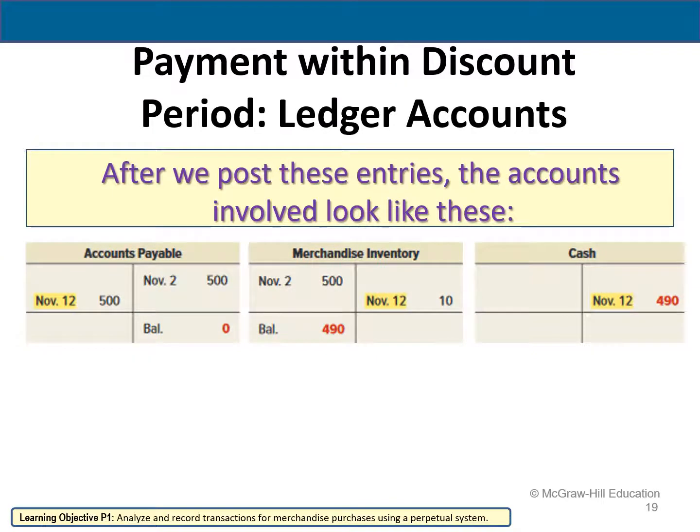All right. So payment within the discount period, ledger accounts. After we post the entries, these are our T accounts, just like we've been doing all along. You have your accounts payable T account, your initial $500 on November 2nd on the credit side, then your payment, $500 on the debit side, so you end up with a zero balance, which is what you want. You want to recognize your $490 going out the door for your cash, and then your merchandise inventory, rather than the $500 being the cost of that inventory, it's now $490 because you got a discount. Okay?